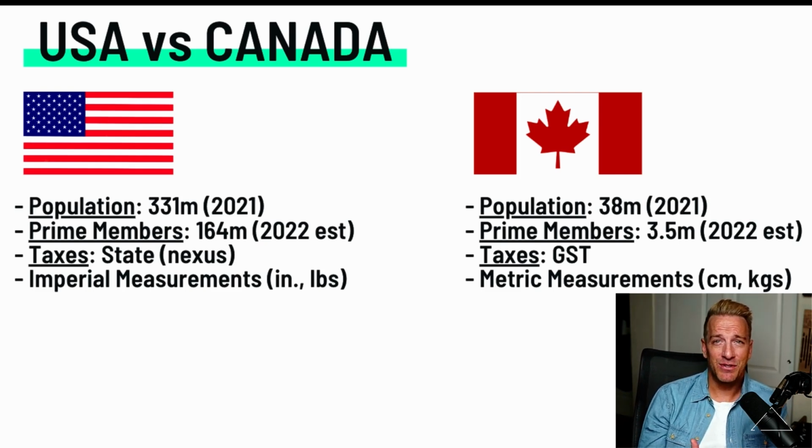And then just simple stuff. The US is the last country holding out on the imperial system. So when you're doing packages, things like that, it's going to be inches, it's going to be pounds. Versus Canada is like basically everywhere else in the world, including other Amazon markets, where they're going to use the metric system. So centimeters, millimeters for your sizing, as well as kilograms for your weights.